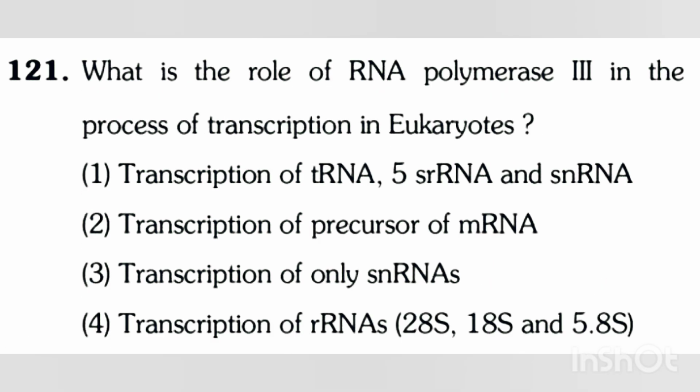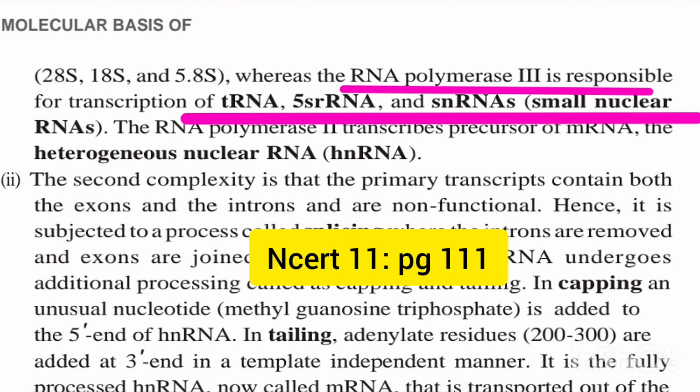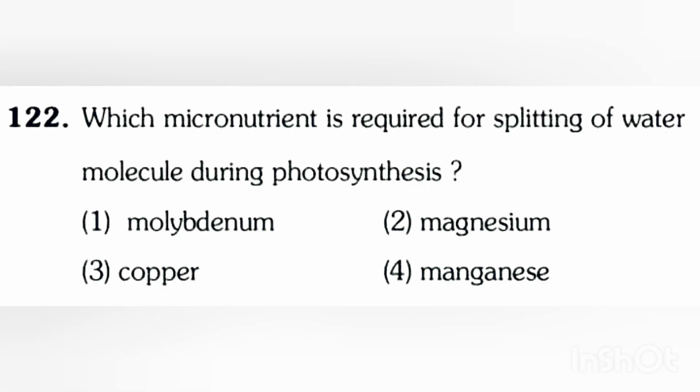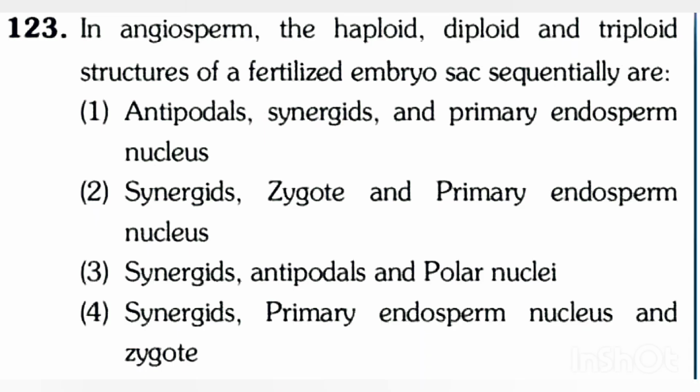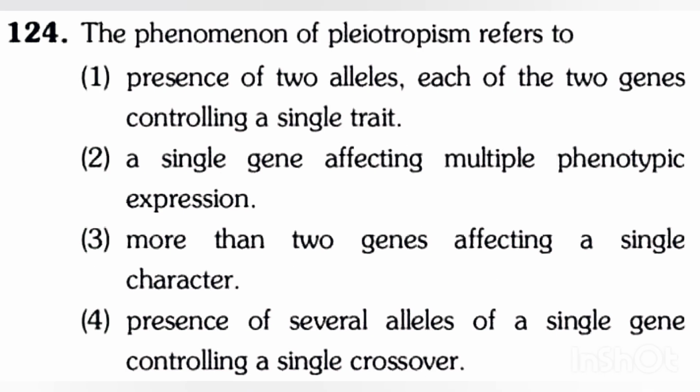What is the role of RNA polymerase 3 in the process of transcription in eukaryotes? Transcription of tRNA, 5S rRNA and snRNA. Which micronutrient is required for splitting of water molecule during photosynthesis? Manganese. In angiosperm, the haploid, diploid and triploid structures of a fertilized embryo sac sequentially are synergids, zygote and primary endosperm nucleus. The phenomenon of pleiotropism refers to a single gene affecting multiple phenotypic expression.